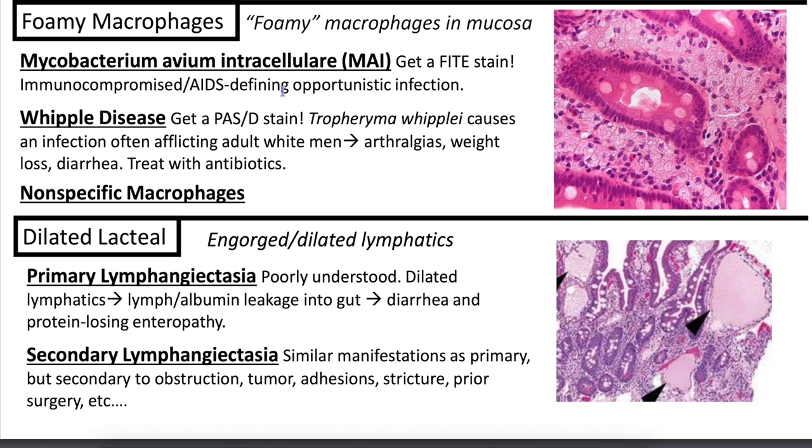Whipple disease is also PASD positive, and then it causes an infection often afflicting adult white men and leads to arthralgias, weight loss, diarrhea, and you want to treat with antibiotics.